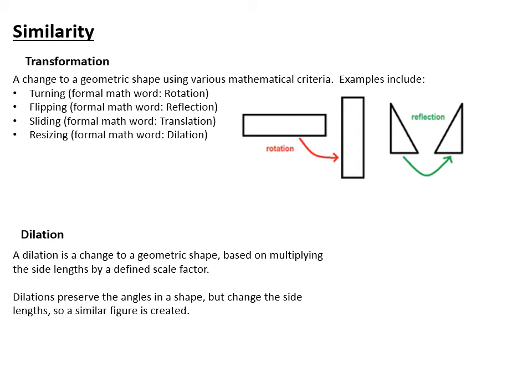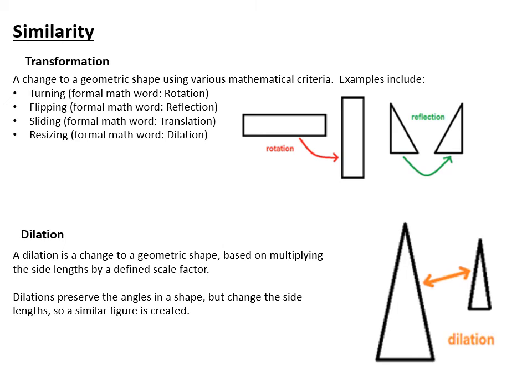Dilation is a change to a geometric shape based on multiplying the side lengths by a defined scale factor. Dilations preserve the angles in a shape but change the side lengths, so a similar figure is created. Here's a dilation.